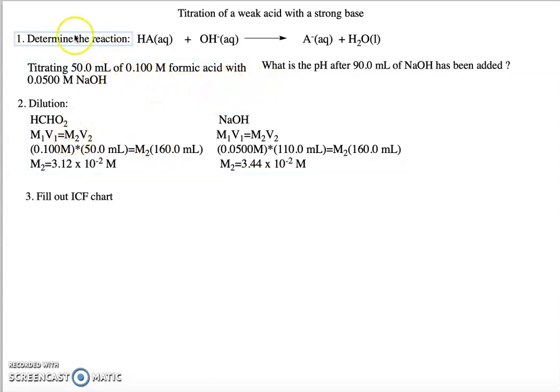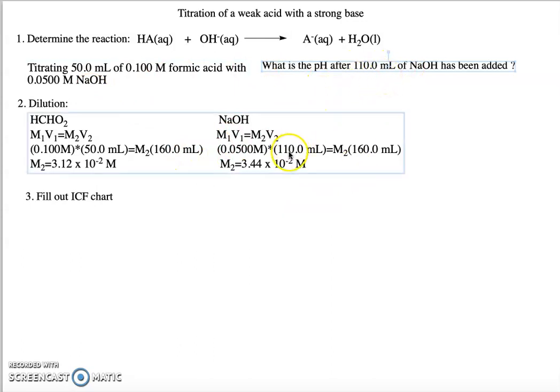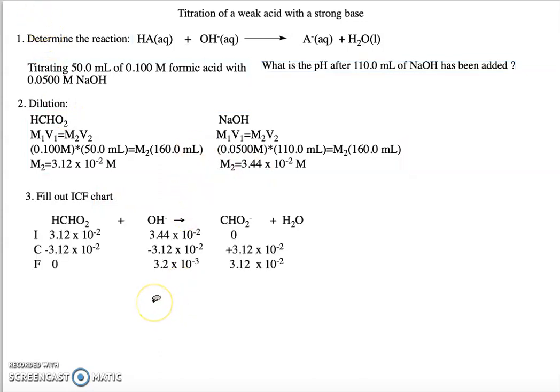50 plus, and I actually wrote the wrong thing, it's 110 milliliters volume of NaOH this time, so 50 plus 110 is 160. 110 is starting for NaOH. 160 is the final. When we do our calculations, these are the numbers we get. We're going to fill out our ICF chart again. This time, I want you to notice that the formic acid runs out. I have none left. I can't use the Henderson-Hasselbalch equation.